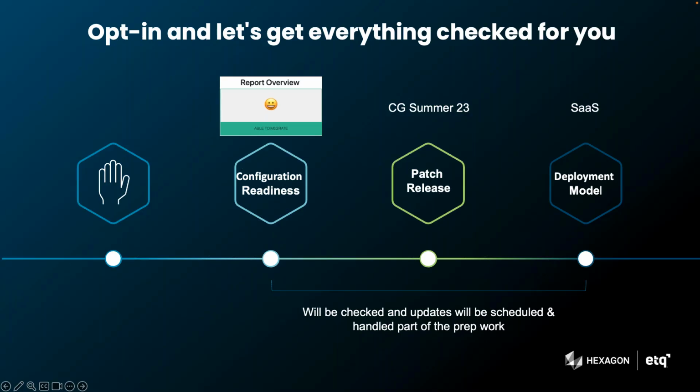We will work with you closely to discuss next steps. We'll check your account and see what's needed there. If you need a patch, then we will schedule and handle the CG Summer 23 patch for you. We will run the pre-check tool on your environments to see if you have any configuration conflict that should be updated. And we will work with you closely on that until we complete all prerequisites and get you in the migration pool. Next.